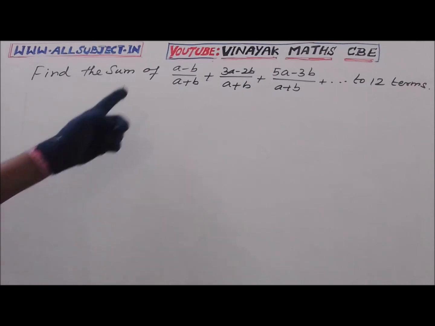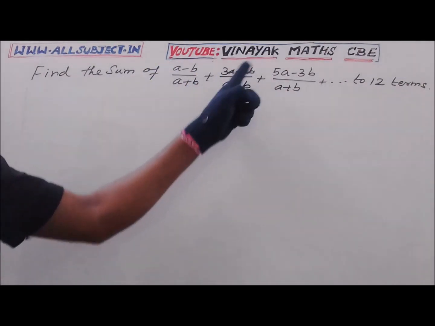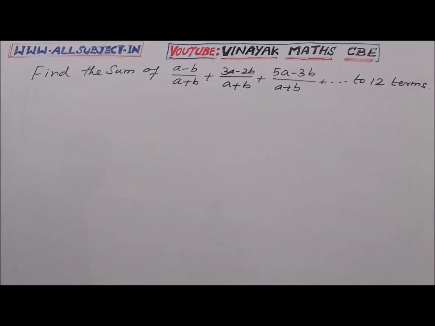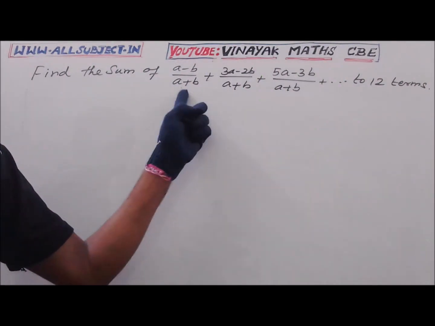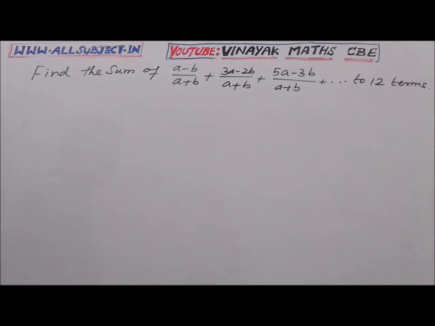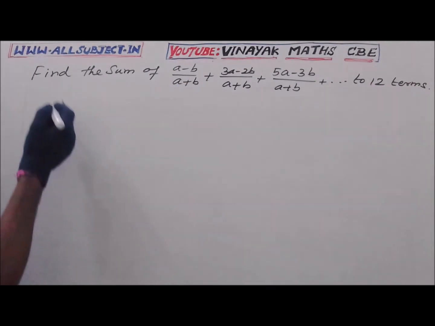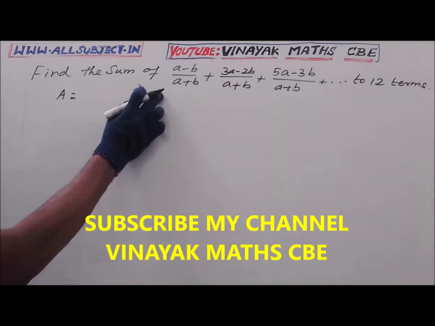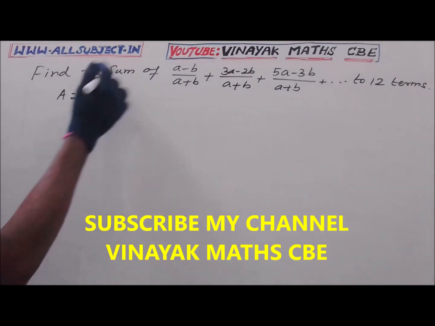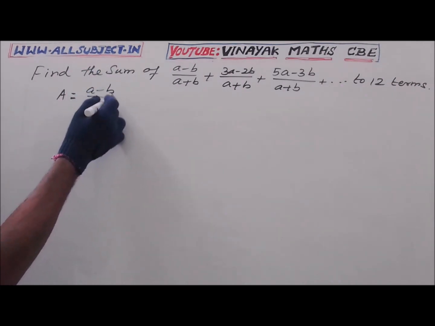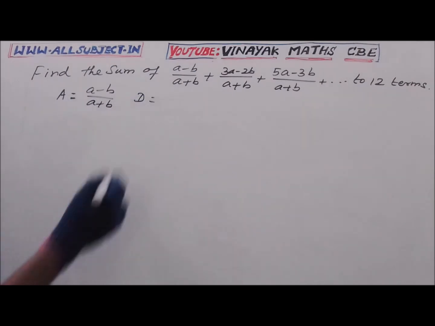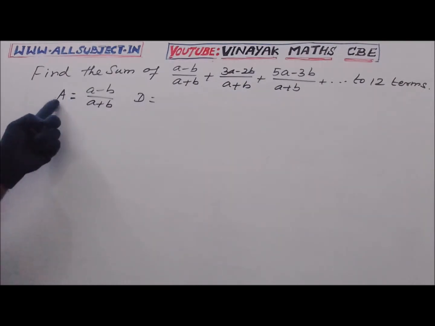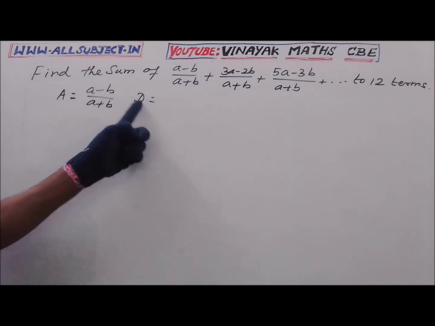Find the sum of a minus b by a plus b plus 3a minus 2b by a plus b plus 5a minus 3b by a plus b plus etc. to 12 terms. So these are the terms given here. Like this type of 12 terms we should sum. So here the first term is taken as A, so A equals a minus b by a plus b. And the common difference is taken as capital D, because we have a, b, c, d, and also I am taking alternatively the first term a as capital A and common difference d as capital D.